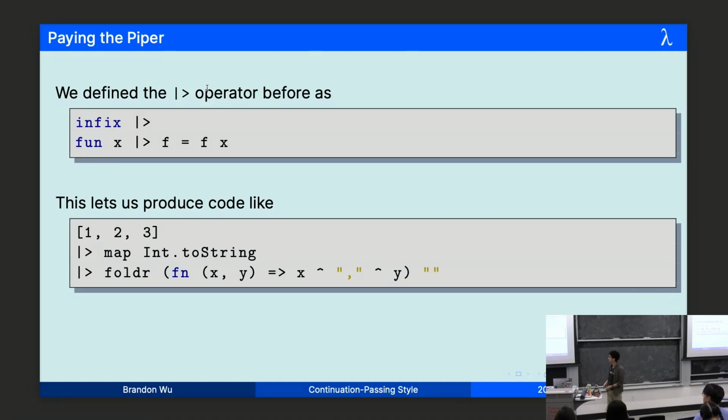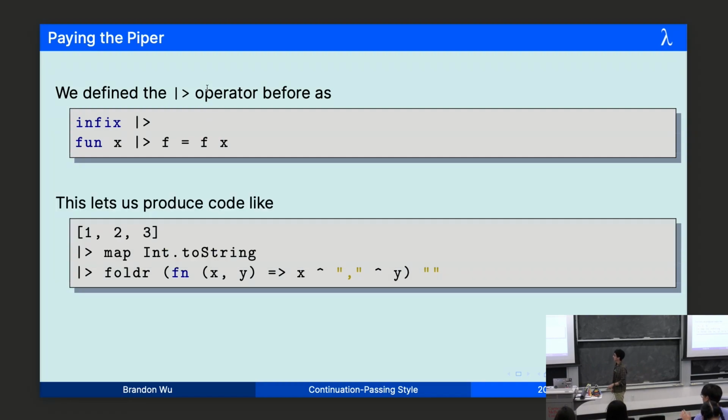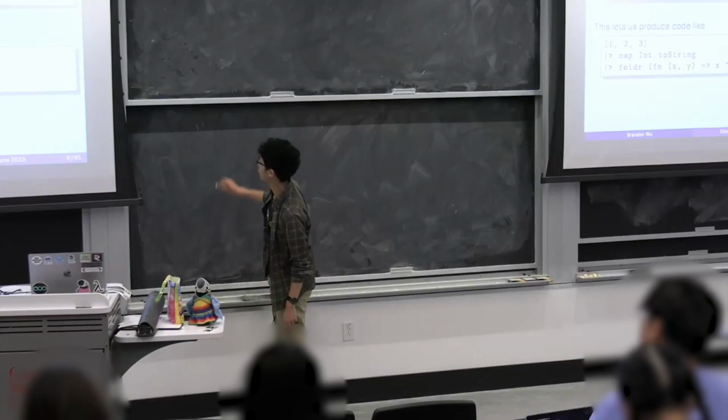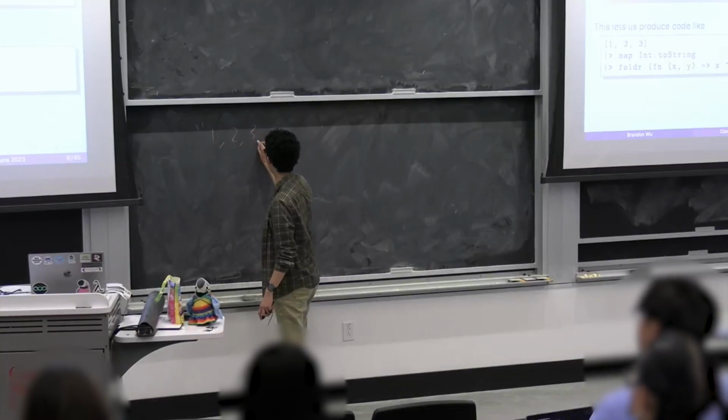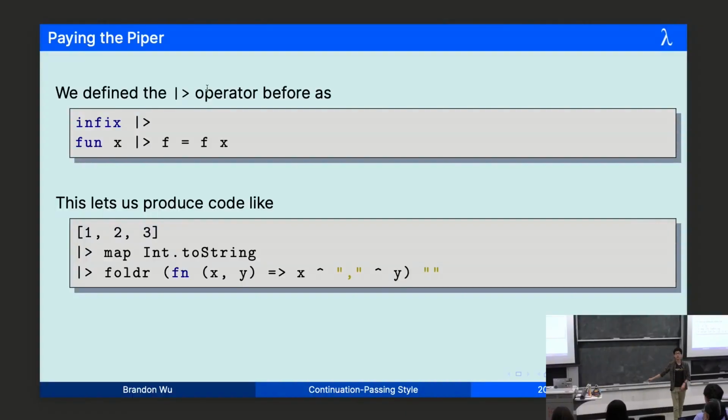Can someone actually tell me what this does? Does anyone have any hypothesis as to what this does? Yes, delimited by commas. Actually, a weird quirk of that is that it'll actually produce 1, 2, 3, which is unfortunate, but sometimes that happens. It's not important what this does, but the important part is that we can pipe these operators like this, which lets us read it in a nicer way, linearly, from top to bottom.